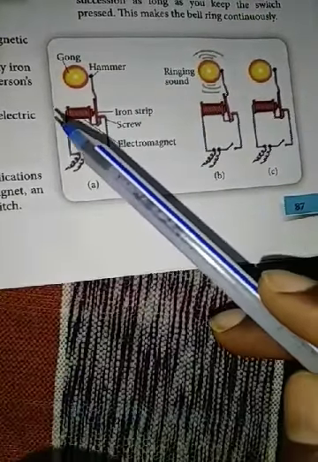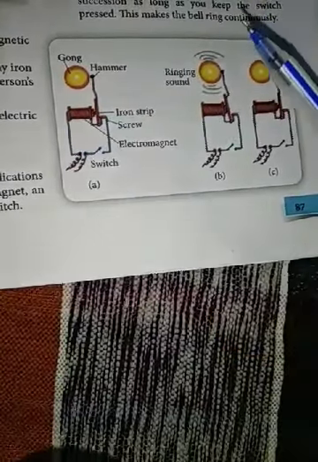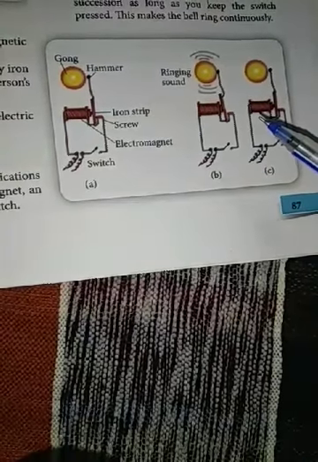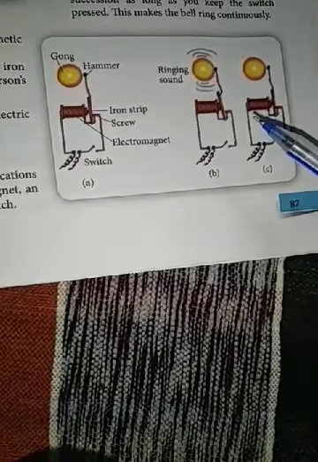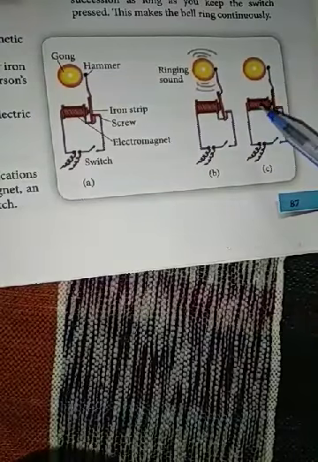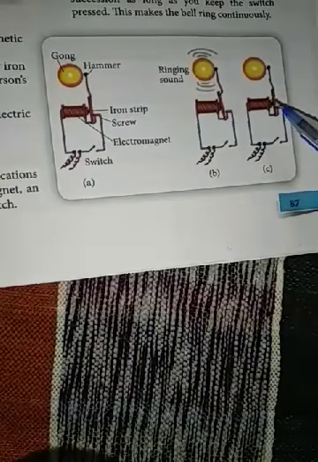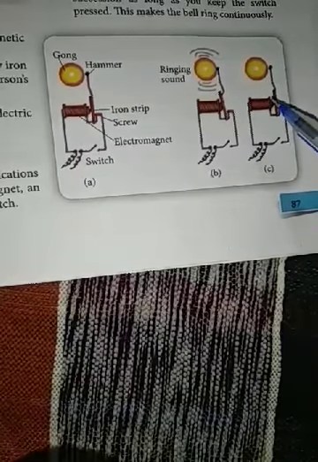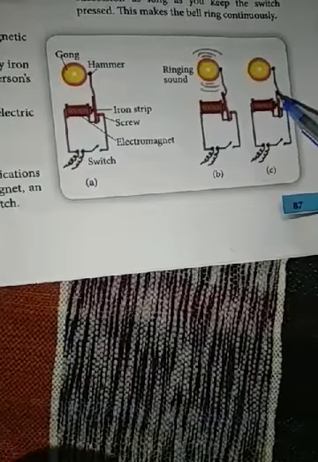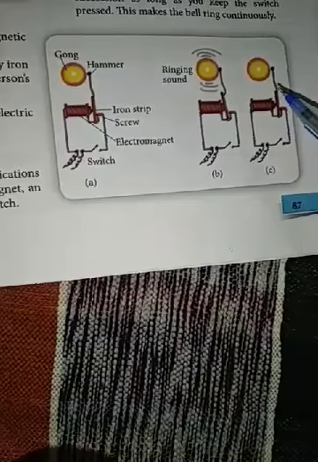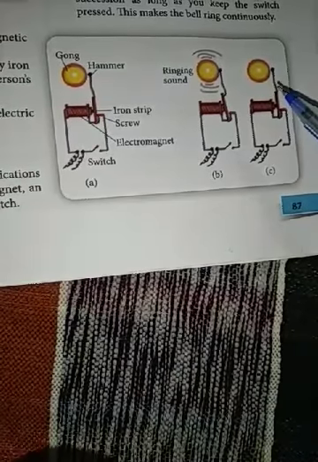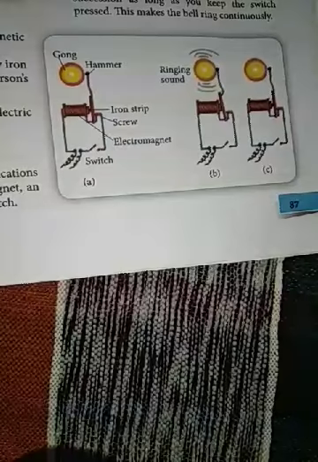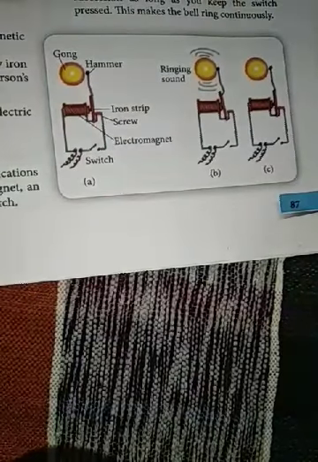The electromagnet now turns off and no longer attracts the iron strip. The iron strip thus returns to its initial position, touching the screw again. This makes the circuit complete and the current flows again. So due to this, the electromagnet again develops a magnetic field. The iron strip is attracted and the hammer hits the gong again.